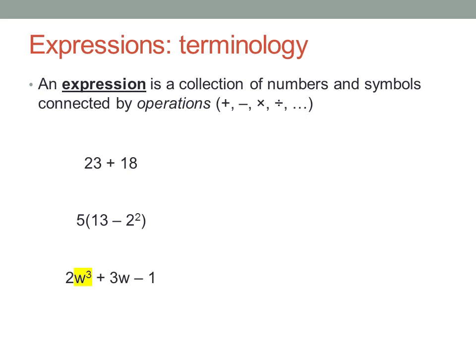This W is multiplied by itself 3 times, even though there's no written multiplication symbol. We understand that the 3, written small and higher up on the right, means a power of 3.